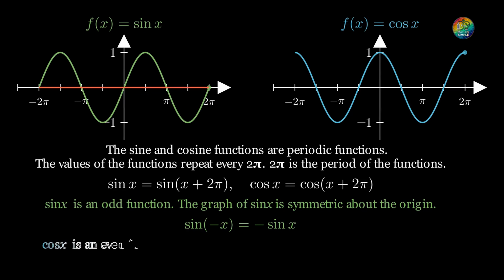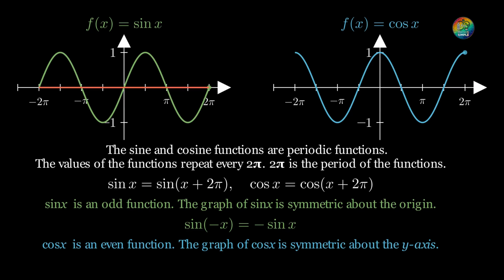Cosine, on the other hand, is an even function. Its graph is perfectly symmetric about the vertical y-axis, like a mirror image. If you choose any point on the curve to the right of the axis, its matching partner sits directly across from it on the left at the exact same horizontal distance and at the exact same height.